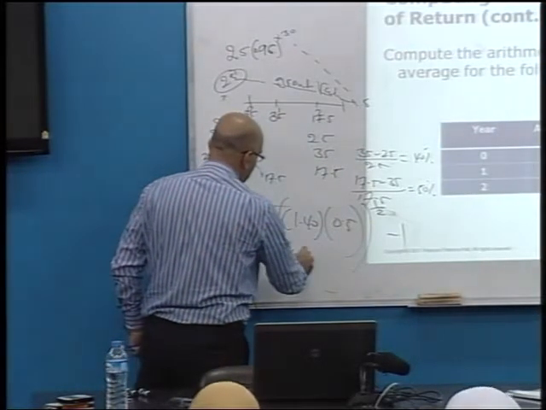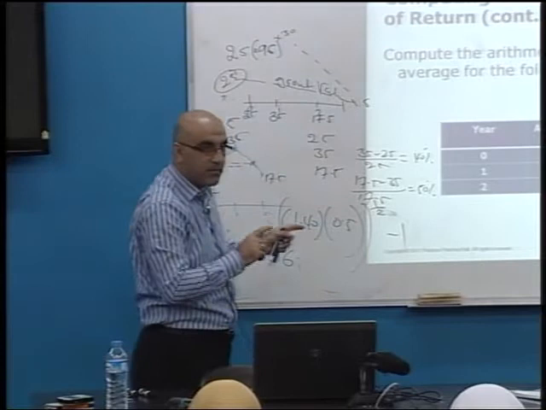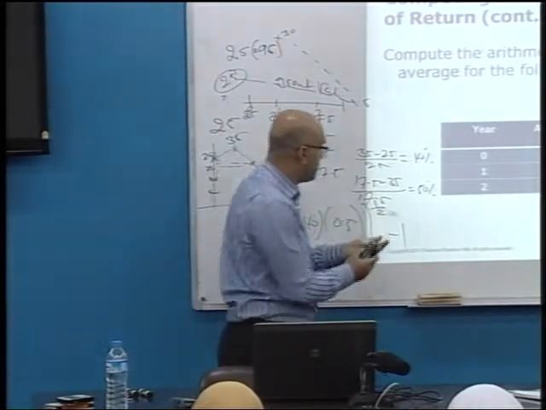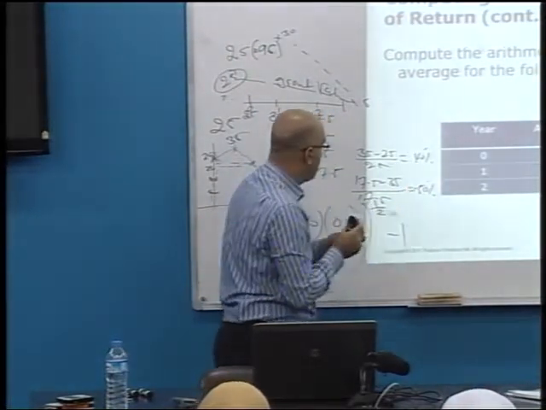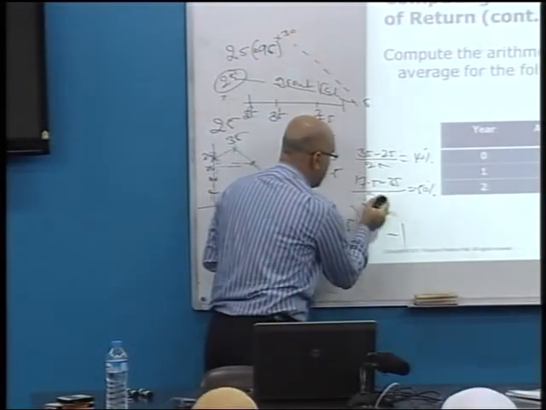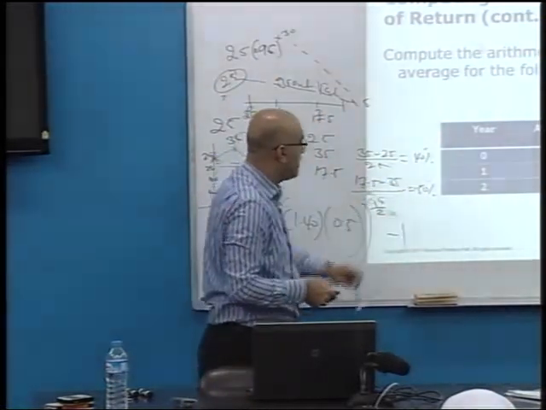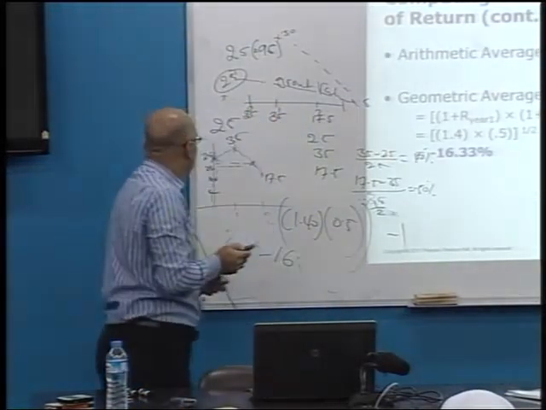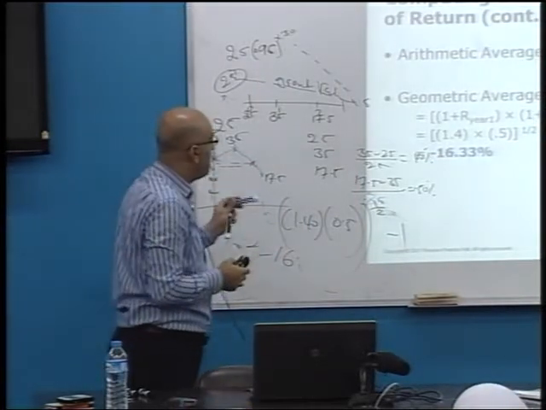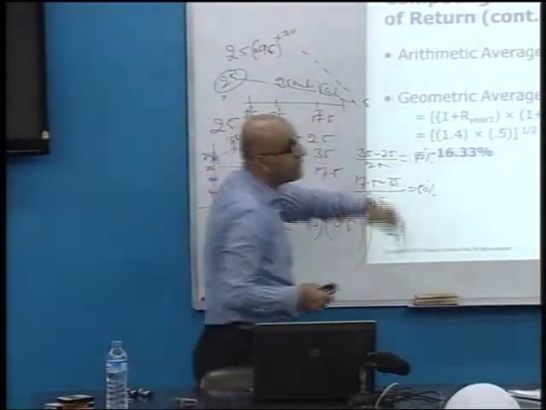Negative 16 point something. It is 1 plus minus 50%, so minus 50% becomes 0.5. You're right. Okay, so minus 50% is minus 1. Apply this equation and try to see: $25 times 1 minus 60.33.